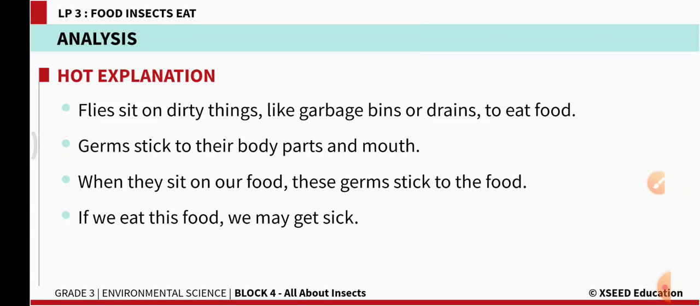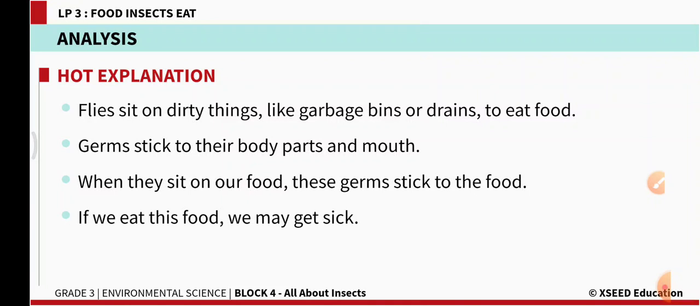So why do they sit there? To eat food. Germs stick to their body parts and mouth. So while the houseflies are sitting on these dirty things, the germs which are there in the garbage bin or in the drain or the dirty things will stick to their mouth and their body parts. Next, what happens?